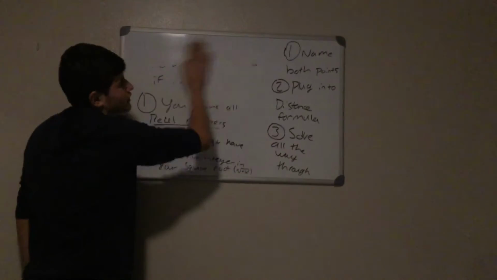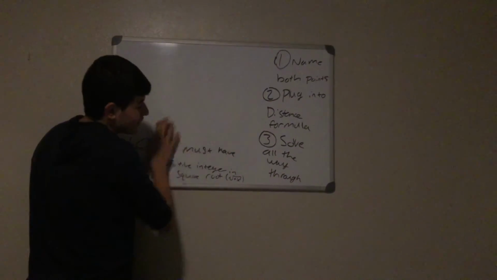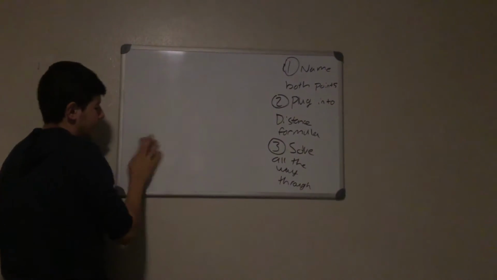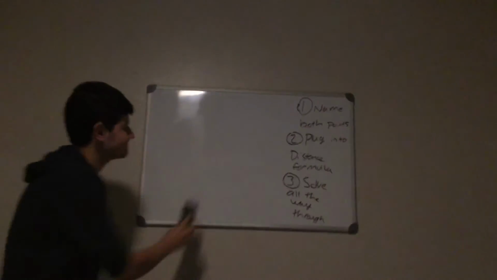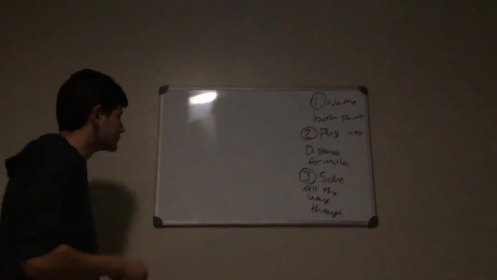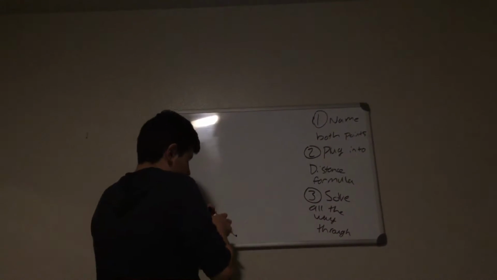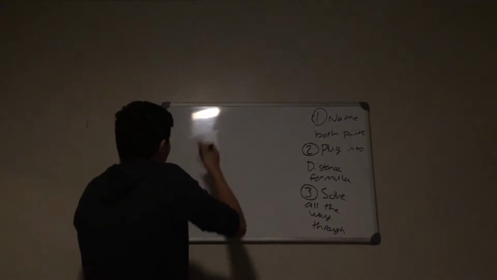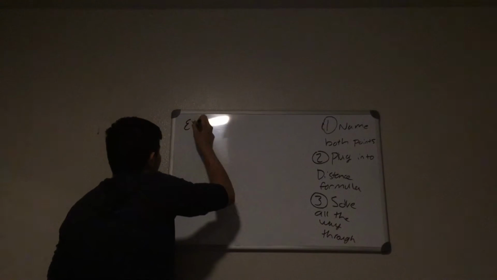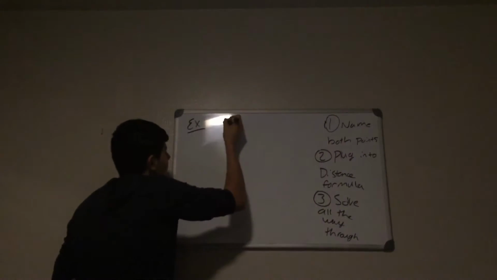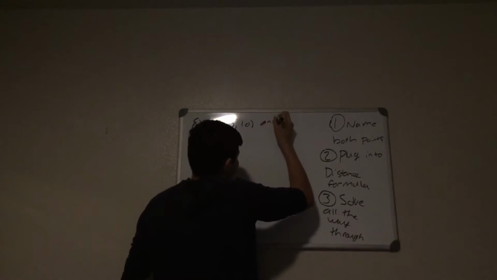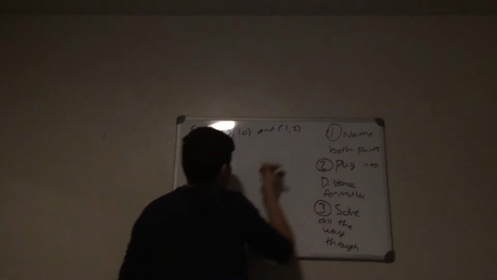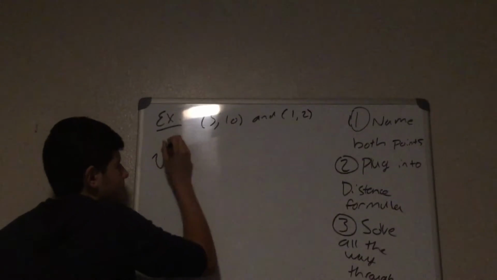So distance formula is really easy. It's just naming. Make sure you have your naming down right, and plugging in. Make sure you have your plugging in down right. There we go. Okay, last example. So we're going to have 5, 10, and 1, 2. Square root.